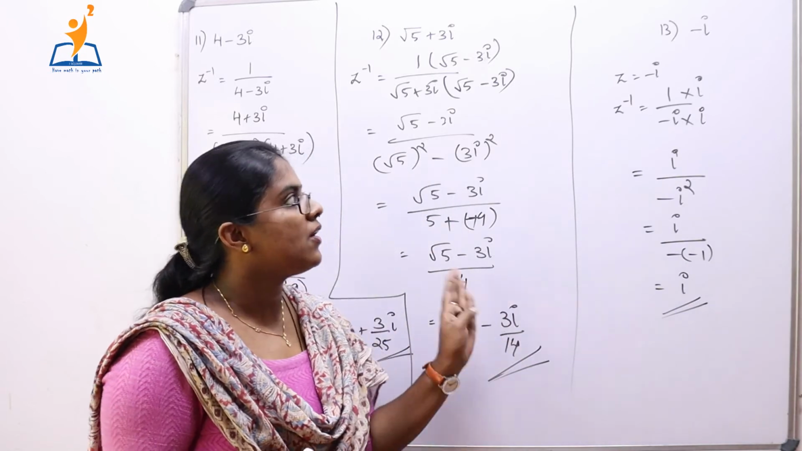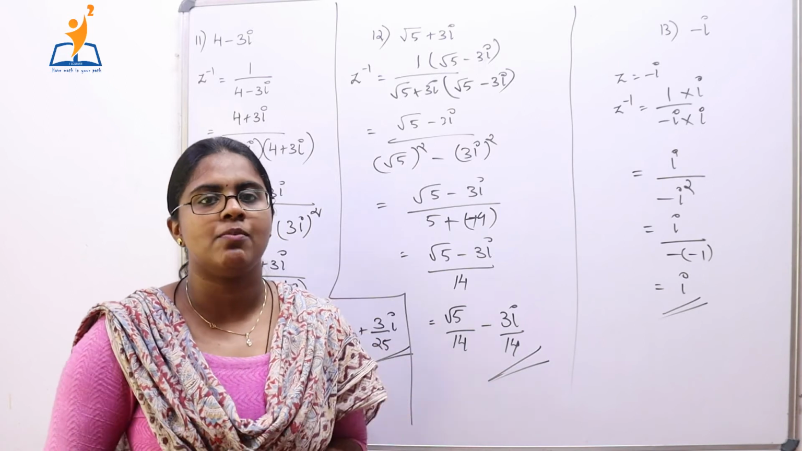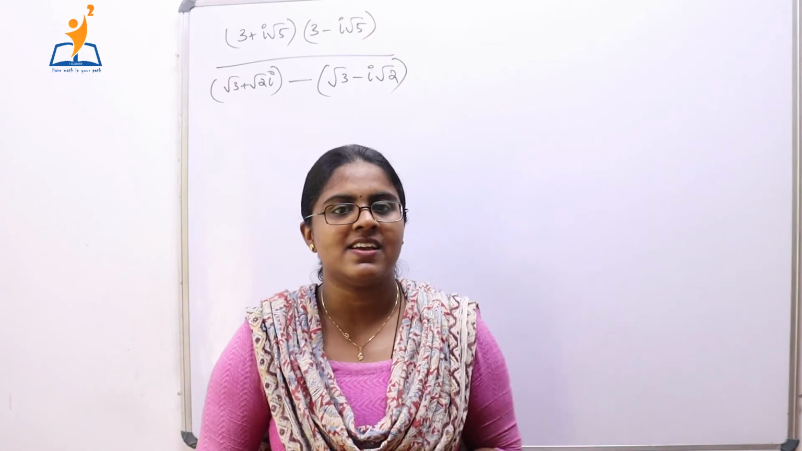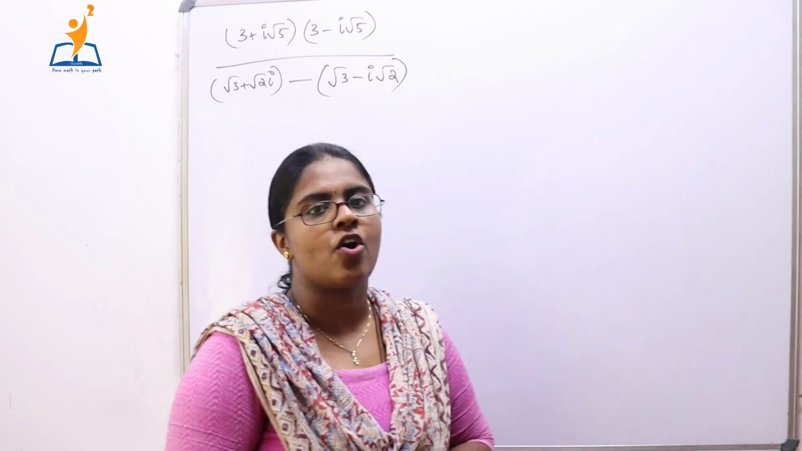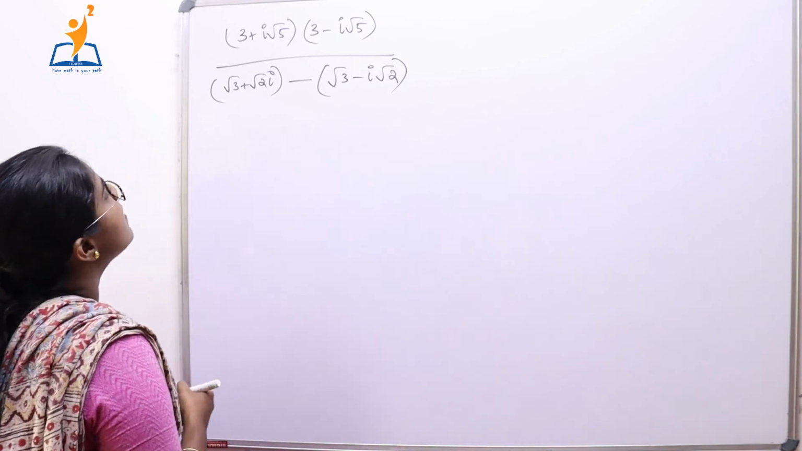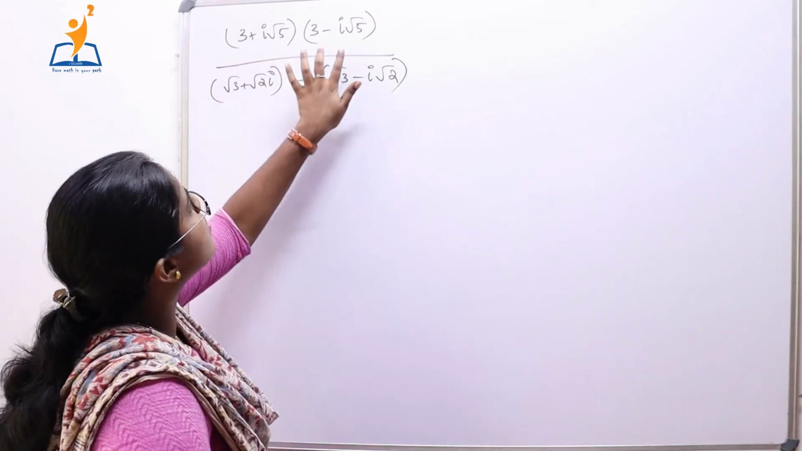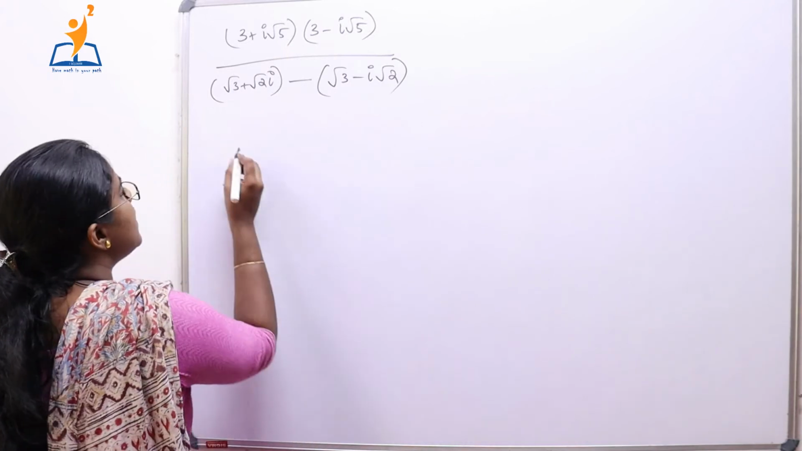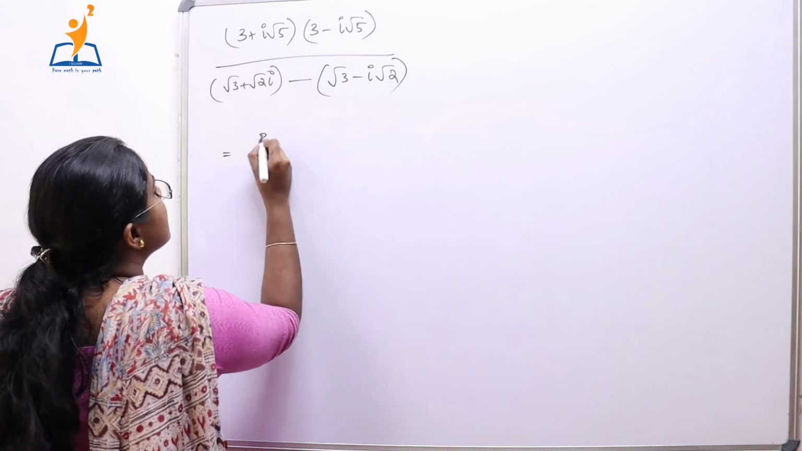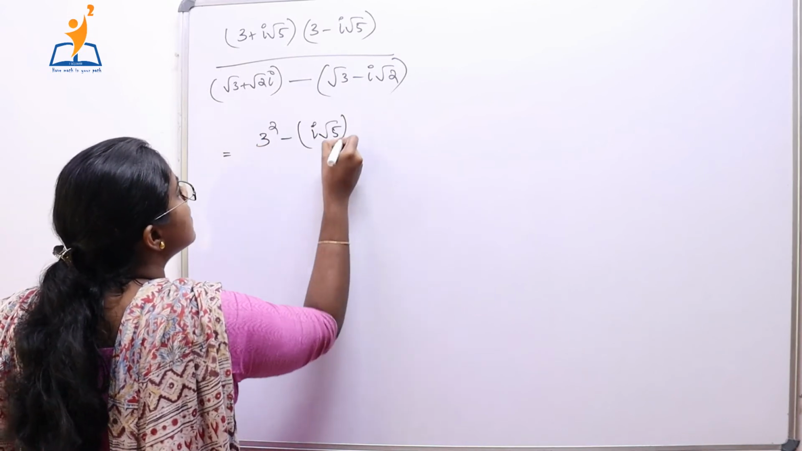So we have found the multiplicative inverse of all the three questions asked. Now we shall move to the next question. The last question from this exercise is to express this particular complex number into a plus ib form. So we have in the numerator a number in the form (a plus ib) into (a minus ib), and we know that it is a square minus b square. So that is 3 square minus (i root 5) square.